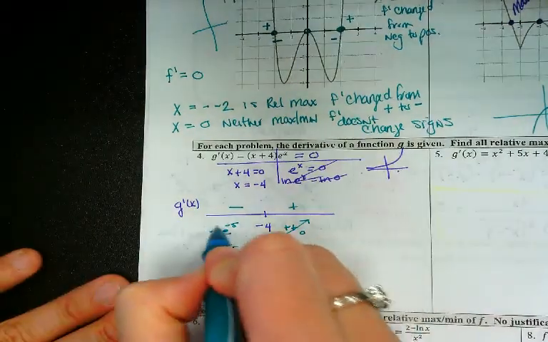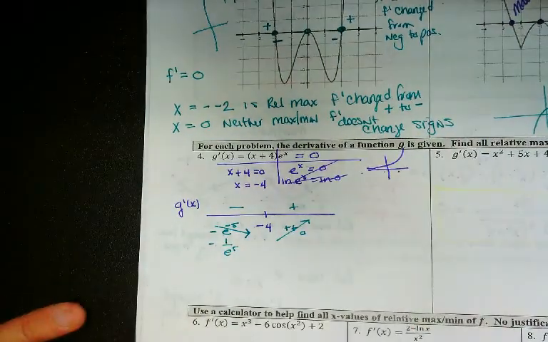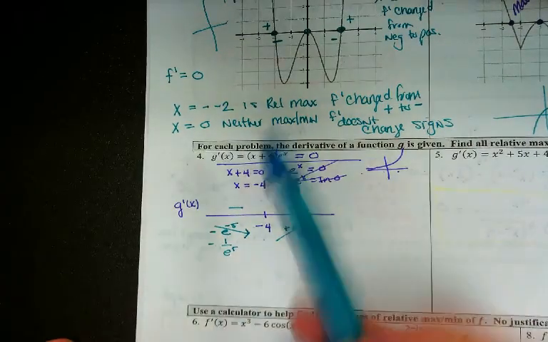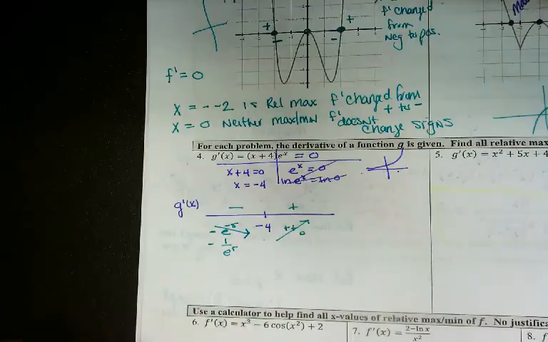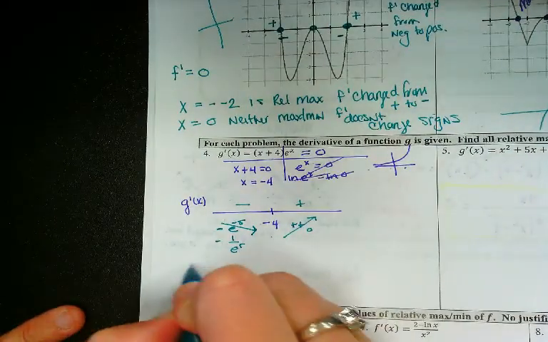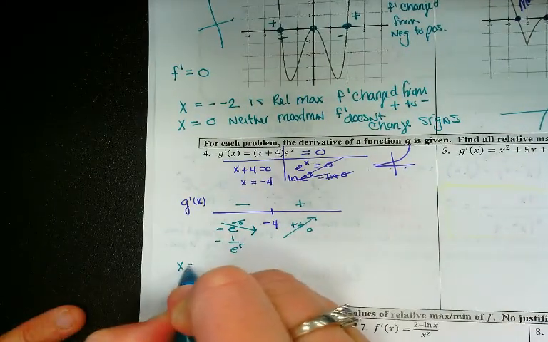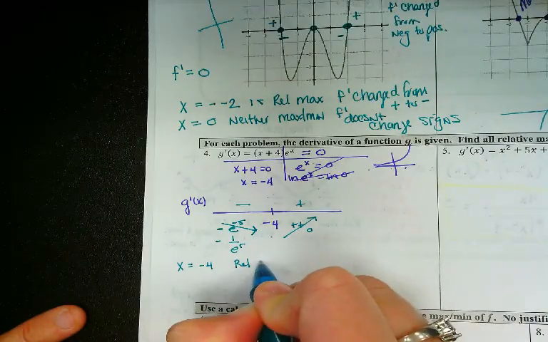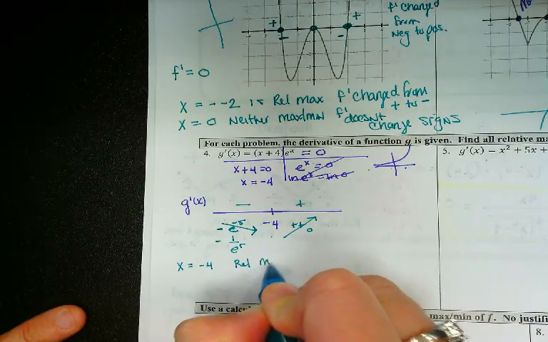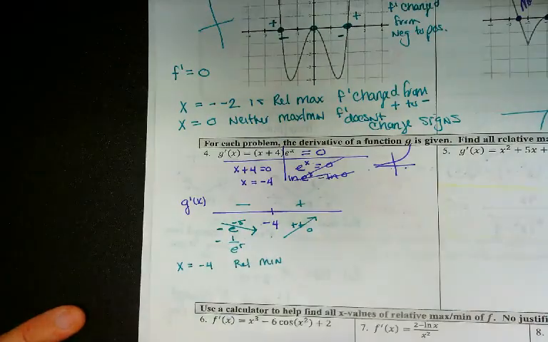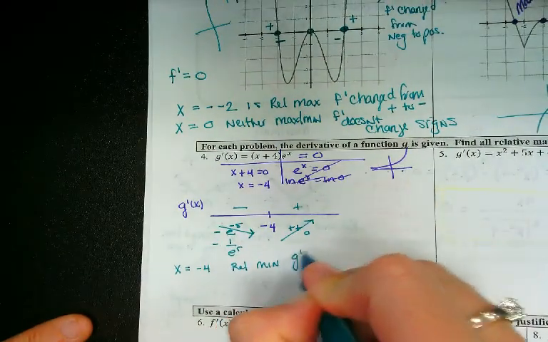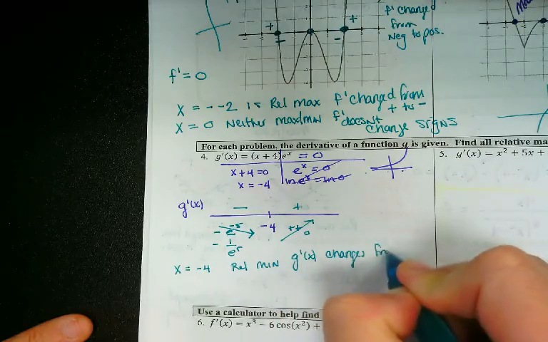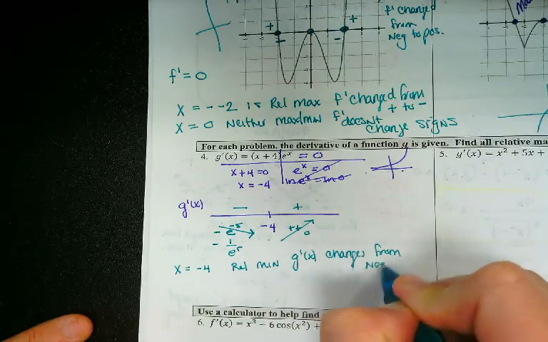Whenever there's an e, I just write it as positive because e is always positive. You could think of that too. E is always positive. But in this case, I'm just multiplying by that negative. So I can say a lot of things here. I can say x equals negative 4 is a relative what? Min. And again, if you just draw the arrows, it should look obvious. G prime of x changes from negative to positive.